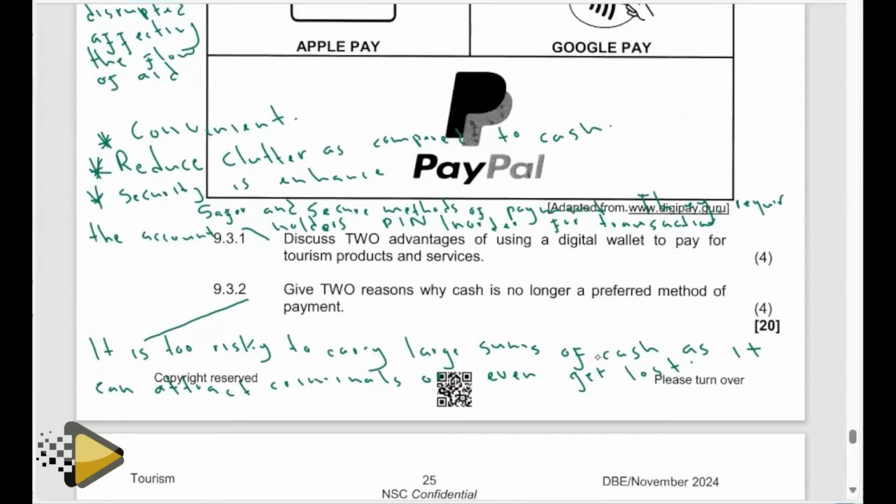In addition to that, you can also say that the cost of handling cash is too high. The cost of cash handling for businesses is too high for a tourism business. For example, if a tourism business receives large amounts of cash every day, that cash needs to be moved to and fro the bank. And it actually involves engaging security personnel who are going to charge a fee for that. So the first reason is that it's too risky to carry large sums of cash, as it can attract criminals. Then the cost of cash handling is just too high. It's not viable for business entities.